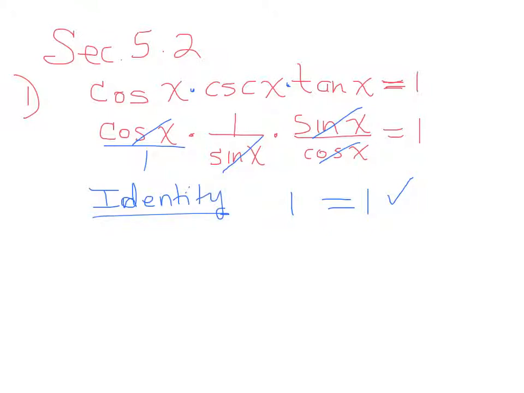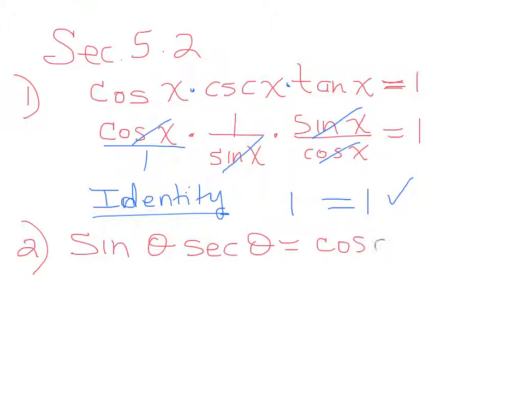Okay? Now, problem number two. Number two, we have to prove that sine of theta times secant of theta equals cosine theta times cosecant theta. Okay, so is there going to be one that is not going to be an identity? Sure, it could. But let's see if we can make this an identity.